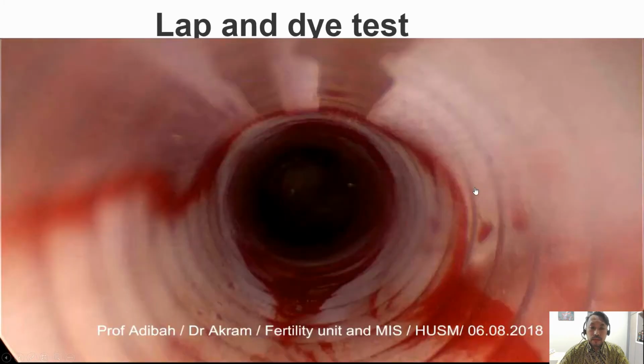Next you can do laparoscopy and dye test. This is quite invasive, so you reserve it for a patient who has other diseases that you want to diagnose. For example, if the patient has endometriosis, or she has PCOS, that would need a laparoscopic ovarian drilling.